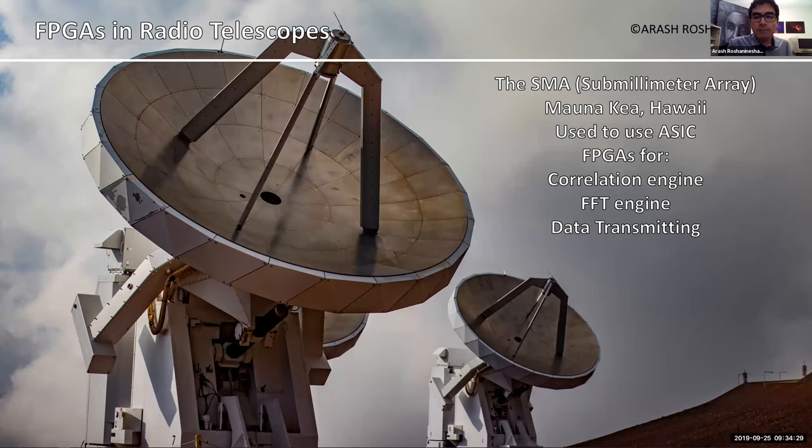This is the Submillimeter Array telescope in Mauna Kea, Hawaii. There are eight 6-meter telescopes. They used to use ASICs, but now they have switched to Casper and FPGAs. As I said, there are eight dishes. They use ROACH, Casper tools, and FPGAs for the correlation engine, where they multiply signals of different telescopes together. They also use FPGAs for FFT, taking FFTs of incoming signals from space, and for data transmission to record the data.